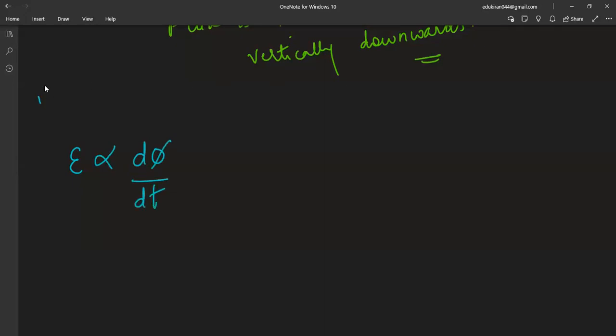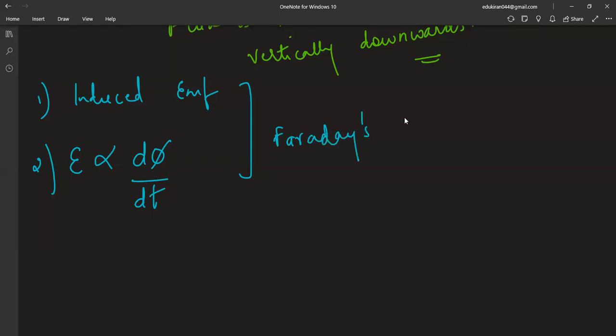So the first law is about induced EMF. Second law is about its magnitude. And these are which laws? These are Faraday's laws of electromagnetic induction. Now, when we conclude, we know Lenz's law is present.